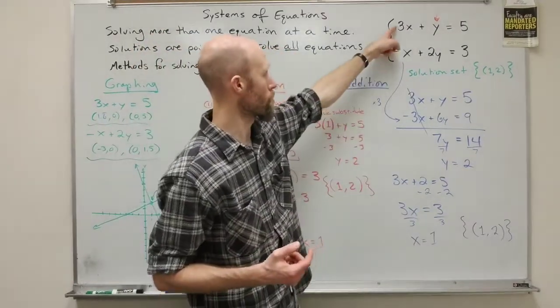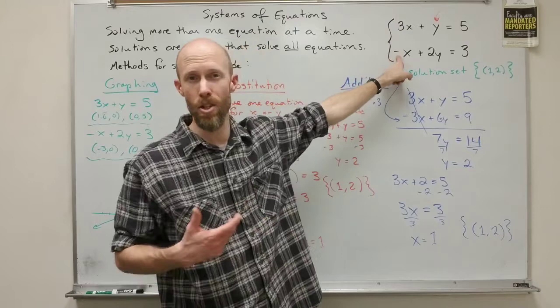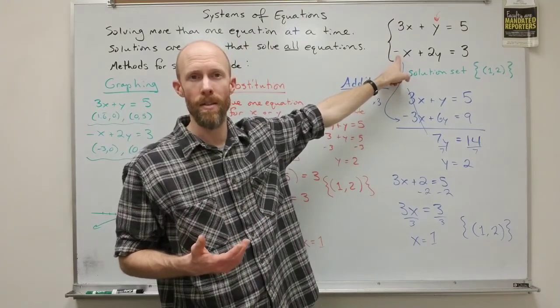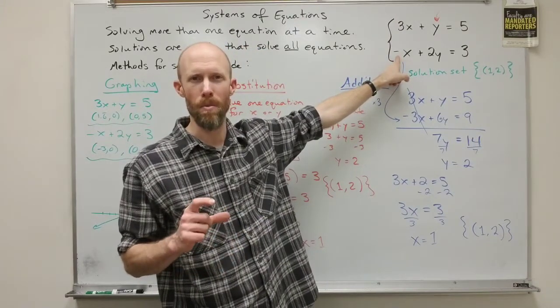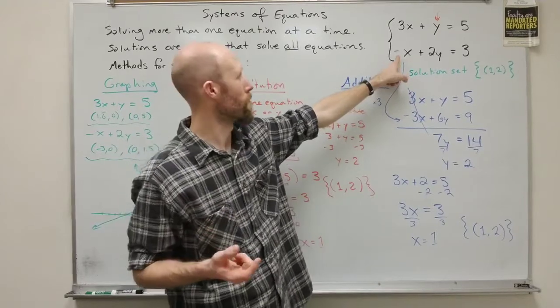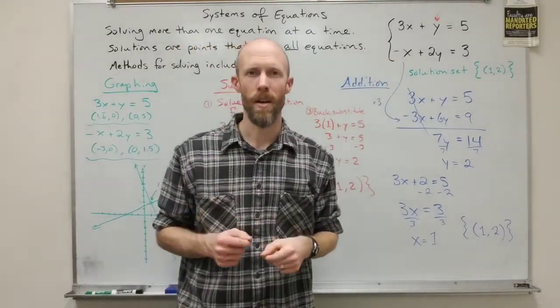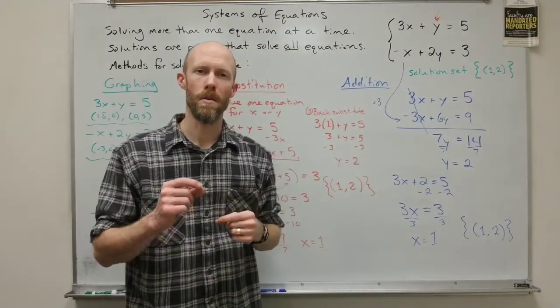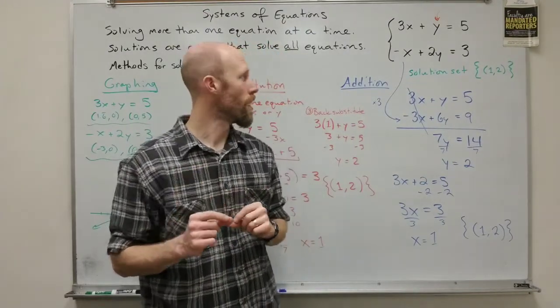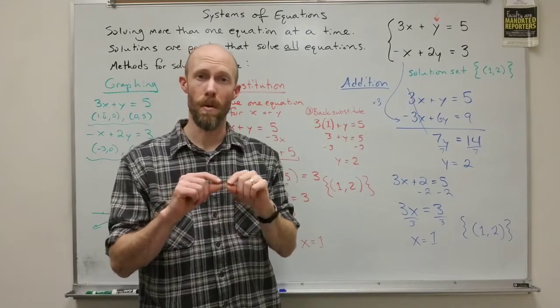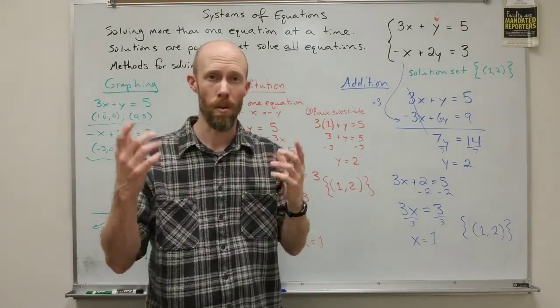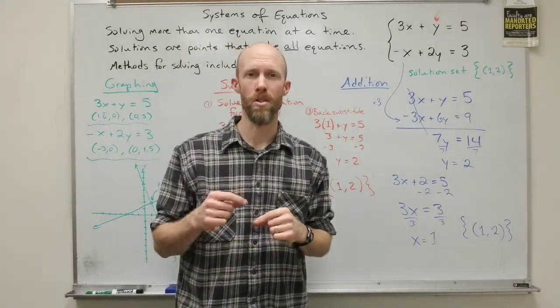So for instance, if this was a 3 and this was a -2 instead of a -1, then the LCM, least common multiple, would be 6. And I have to multiply the top by a 2 and the bottom by a 3 to get them to be opposites. Okay, so you always want them to be opposite values. And to do that, sometimes you have to multiply one equation, sometimes you have to multiply both. It just depends on what the coefficients start out as.